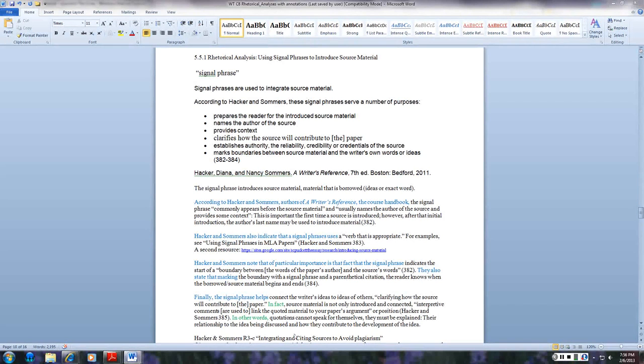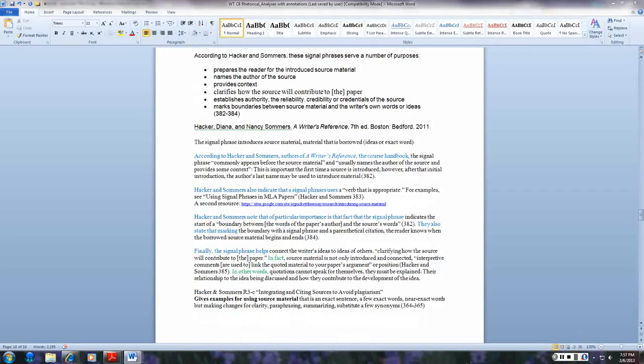Here I have explained the source material, something that you're supposed to do. You don't just drop quotations in. You use them to illustrate a point, but then you explain the point. Source material is not only introduced and connected, interpretive comments are used to link the quoted material to your paper's argument or position. In other words, quotations cannot speak for themselves, they must be explained: their relationship to the idea being discussed and how they contribute to the development of the idea.